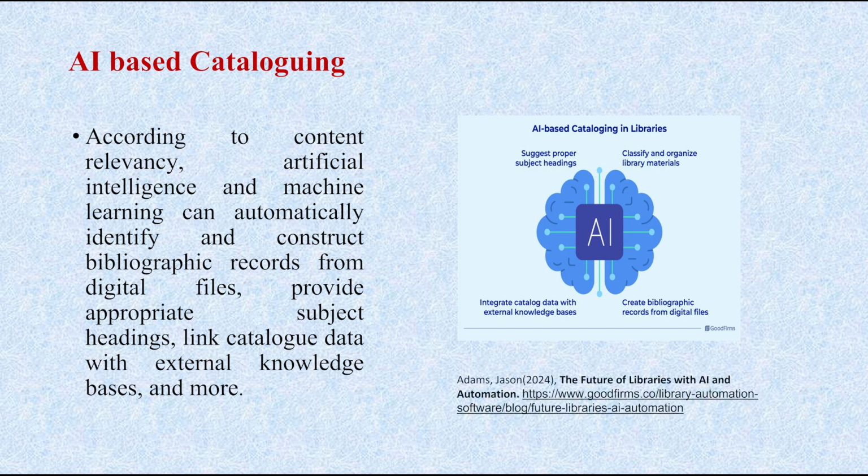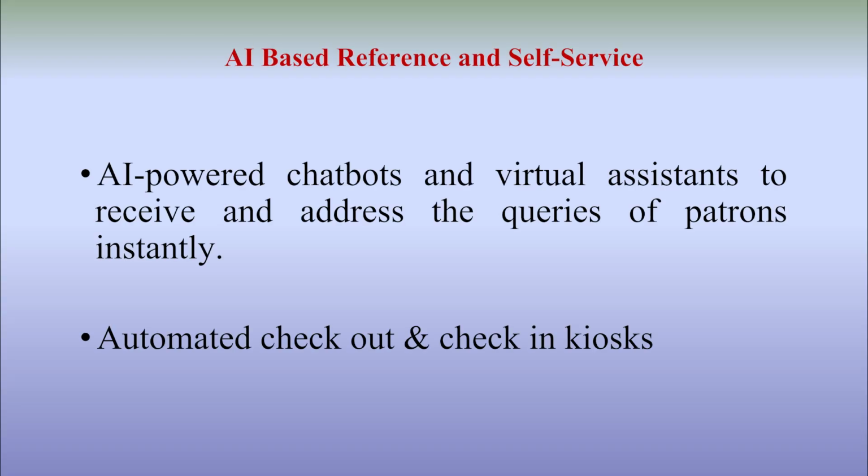Artificial intelligence and machine learning can automatically identify, record, and provide subject headings for cataloging. So we can see how. AI-based reference service: self-service, AI-powered chatbots with virtual assistants to receive and address patrons' queries instantly, automated checkout, check-out kiosk. Application of ICT and AI in library housekeeping ensures efficient user services, more productive use of library staff, easy and timely maintenance of documents, records, and administrative data, and better management of library and information services.